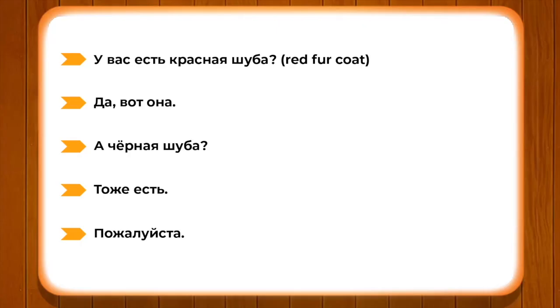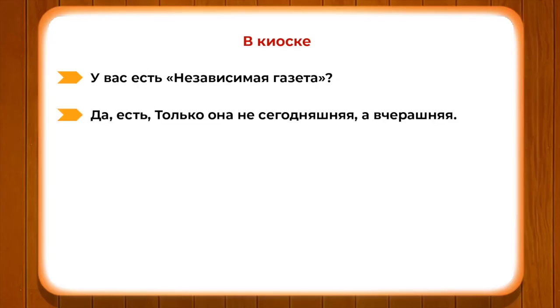Okay, so now we will pay attention to another dialogue. The title is киоск. Like we have done магазин, киоск. Киоск is a small shop. У вас есть "Независимая газета"? Do you have it? "Независимая газета" is the name of a newspaper. Да есть, только она не сегодняшняя, а вчерашняя. The person is answering, yes we have it, but it is not today's, it is yesterday's.